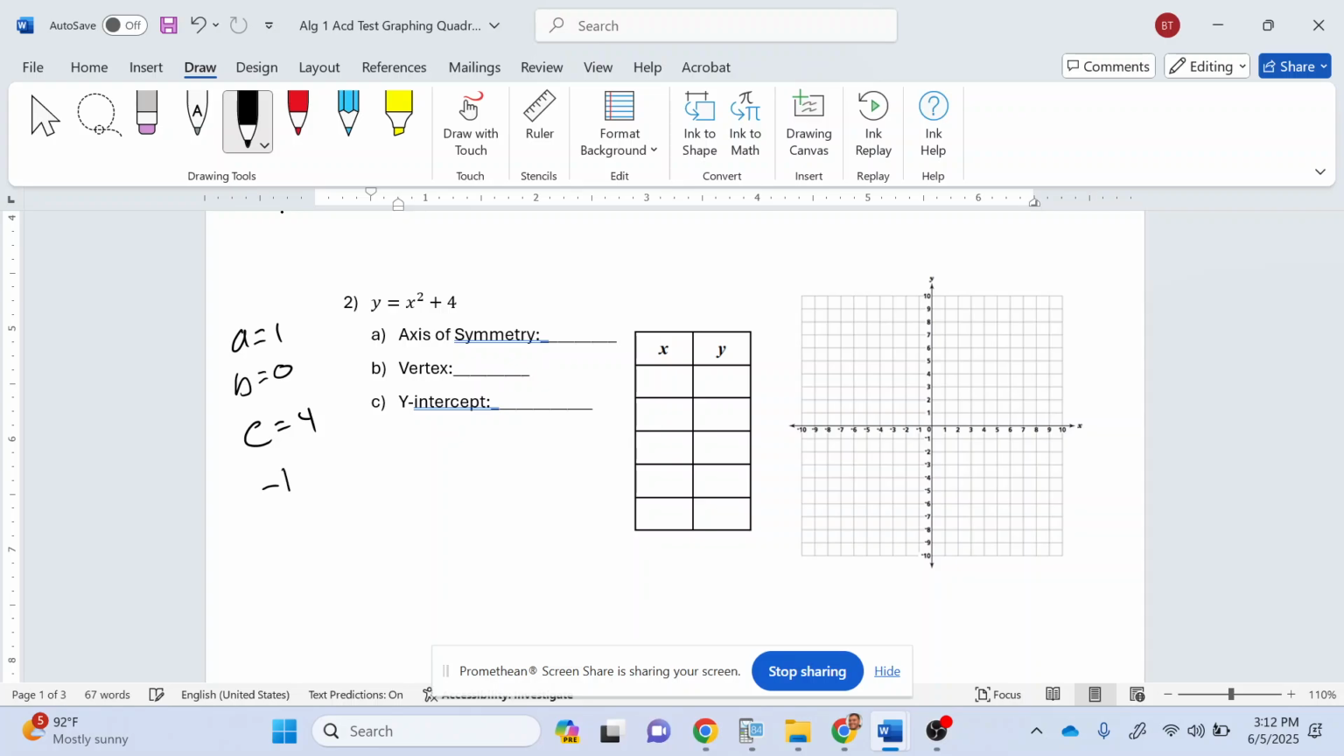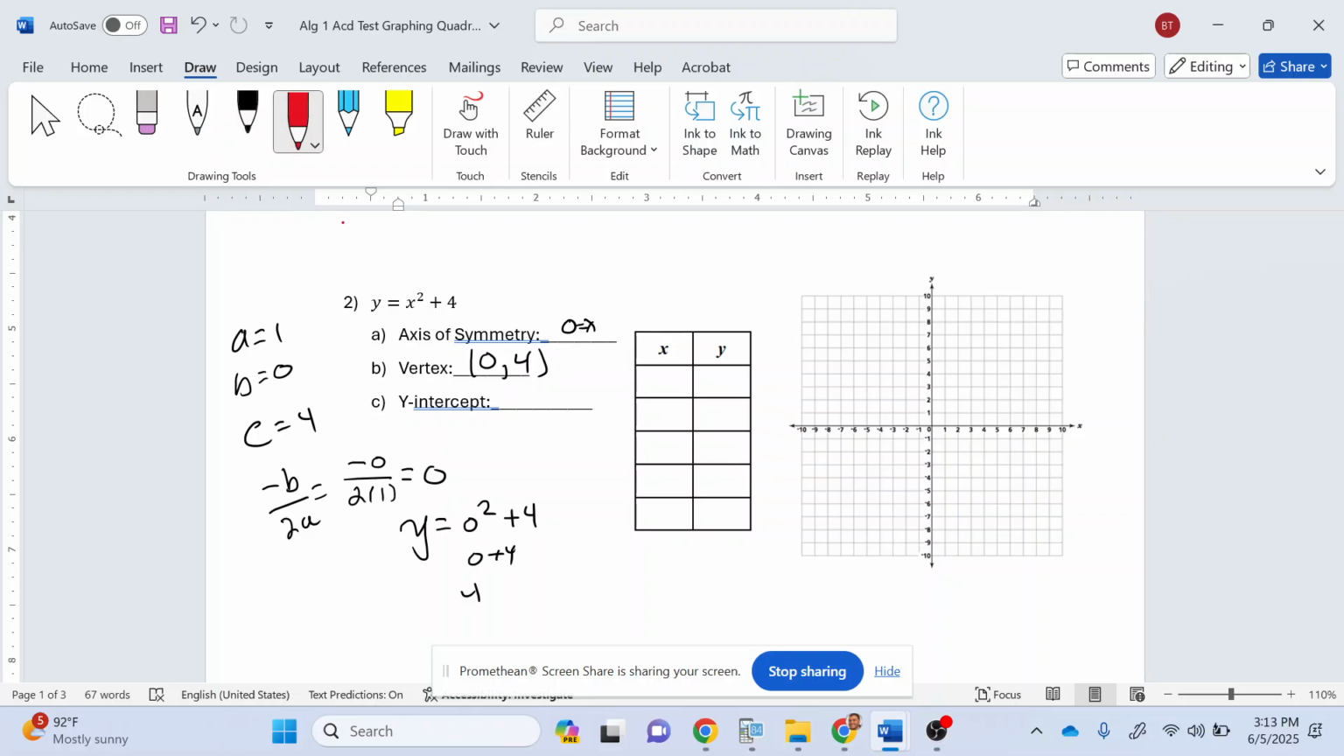My axis of symmetry is negative b over 2a. So it's going to be negative 0 over 2 times 1. Lucky for me, very simply, that's 0. So my axis of symmetry is 0. X equals 0, I guess you should say. Vertex, that'd be 0 comma something. So y equals 0 squared plus 4. So 0 plus 4 is 4. So your vertex is 0 comma 4.